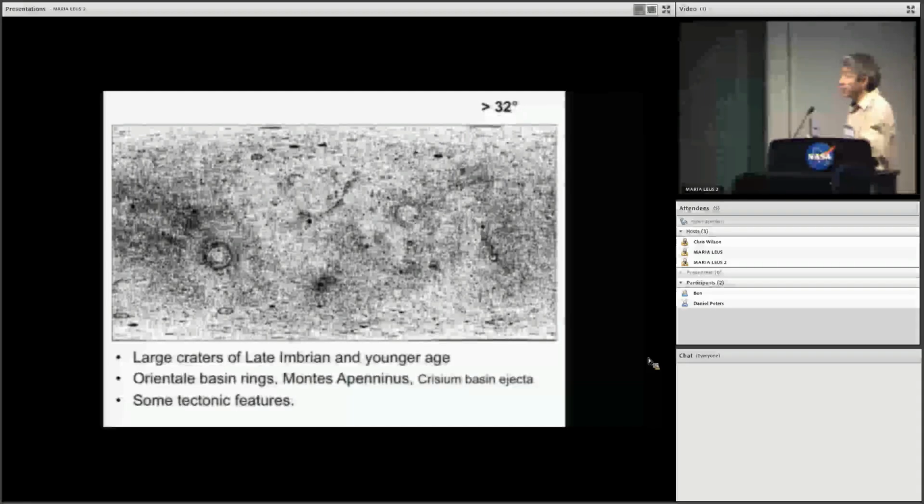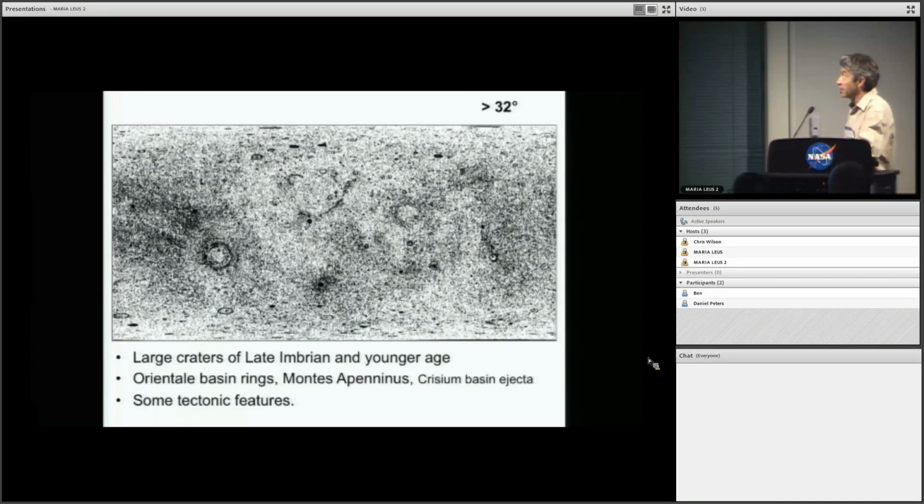And finally, for even gentler slopes, we clearly see Orientale. We see some secondaries of Tycho. We clearly see a number of late Imbrian age craters. So this is how this works.